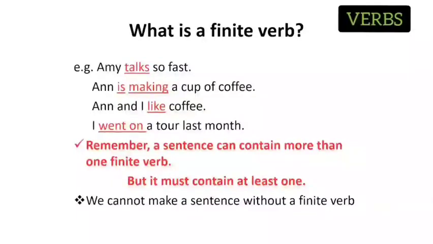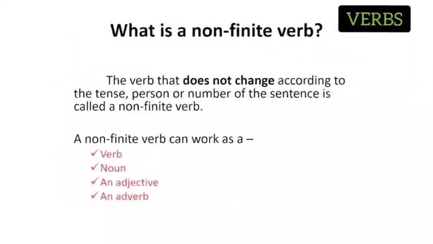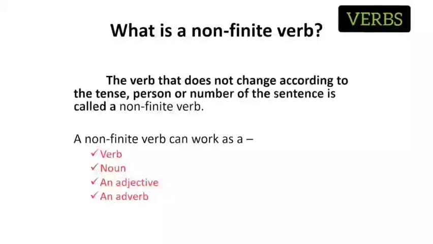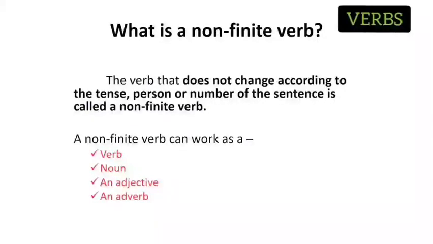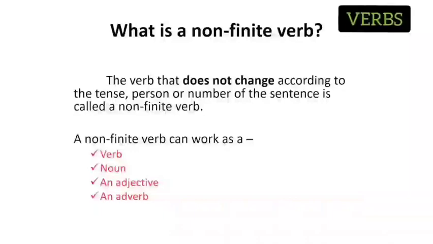Now, if we look at the sentence, David plays the piano. In that case, we see it is present tense and the verb is finite. David plays means David does play. What is a non-finite verb? The verb that does not change according to the tense, person or number of the sentence is called a non-finite verb. A non-finite verb can work as a verb, a noun, an adjective and an adverb.